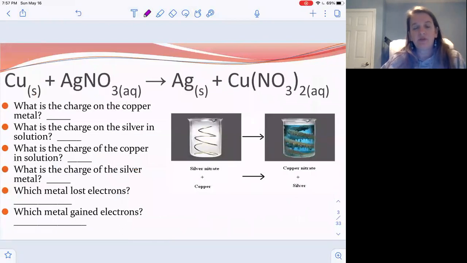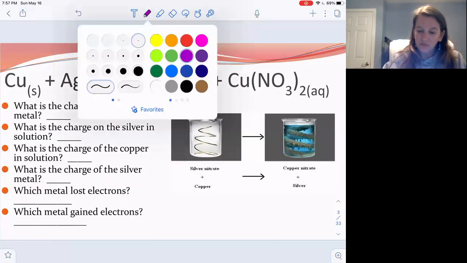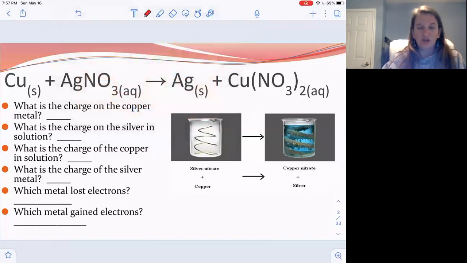Now let's look at this single replacement reaction. First question, what's the charge on the copper metal? Well, when it's by itself, what's its charge? 0. What's the charge on the silver in the solution? In the solution, the charge of the silver is +1. What's the charge on the copper in the solution? The copper in the solution is +2 on the product side, and the charge of the silver metal, here's our silver metal all by itself, is 0.